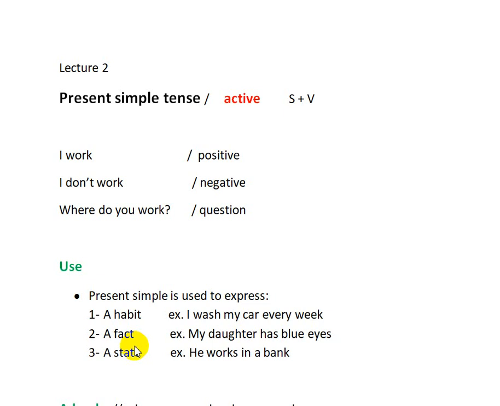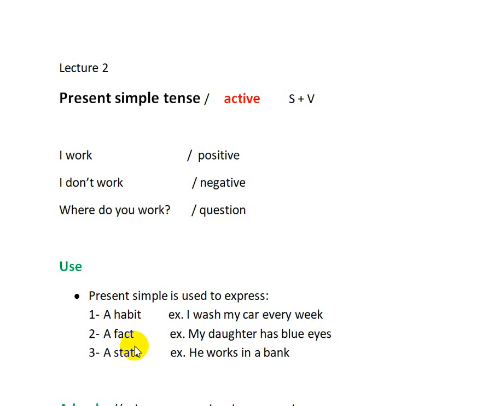Number 3, a fact that is true for a long time. For example, a state. What does this mean? He works in a bank. So if somebody is working in a specific place, normally he will not stop or cut his work in this place, okay? In this specific place, he will continue for a long time. That's why we use the present simple tense, okay?